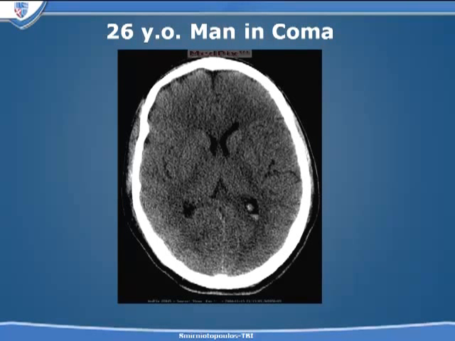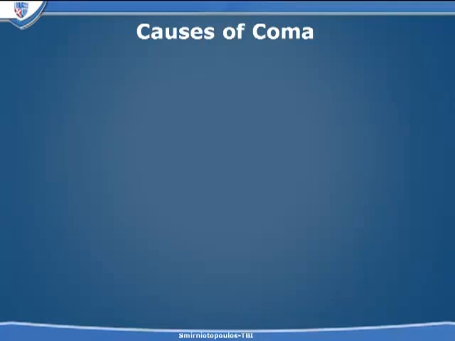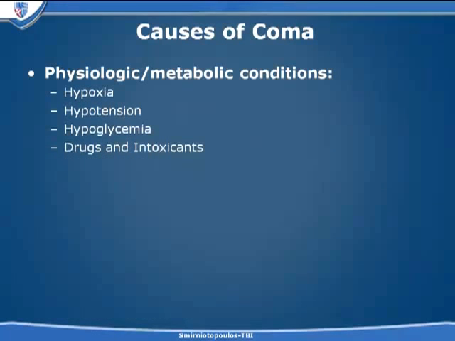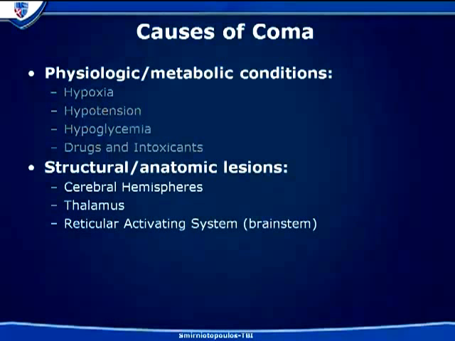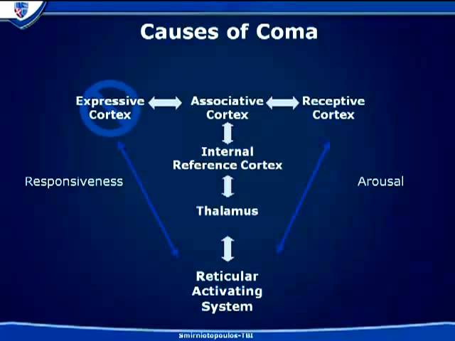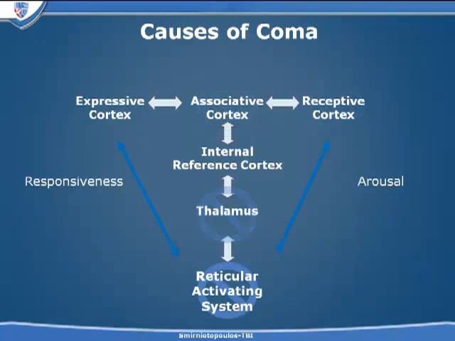We do not understand, there is no explanation on this image for the patient to be in coma. There is no herniation, there is no midline shift. But if we think about the causes of coma, there are physiologic and metabolic conditions that may cause coma. There are structural and anatomic lesions, which is what we're looking for on our imaging. And there are many different types of coma that can be caused by lesions in many different locations.